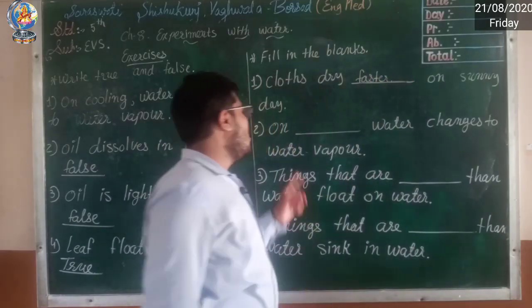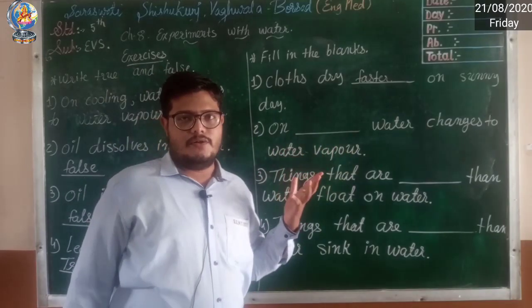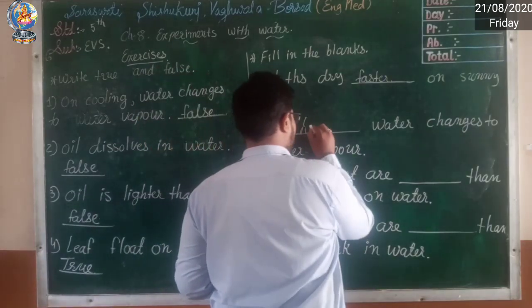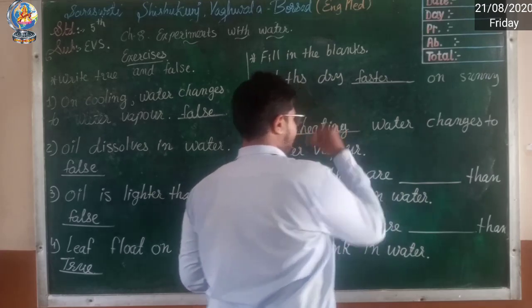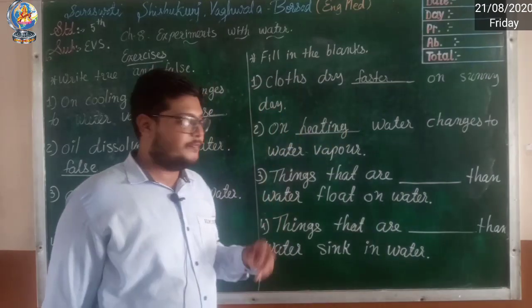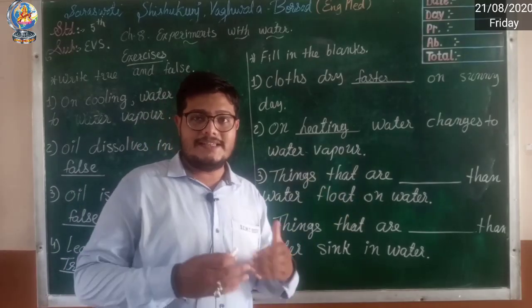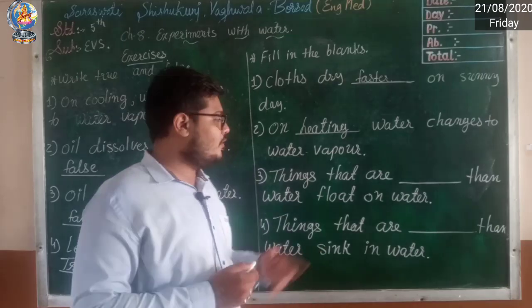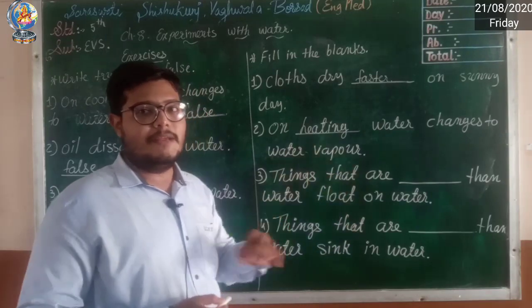See the next one. On blank, water changes to water vapor. On blank means on heating, right? The answer will be heating. See the next one, third number. Things that are blank, then they float on water. There is a comparison of density, which one is heavier, which one is lighter. So things which are lighter will only float. So the answer will be lighter.